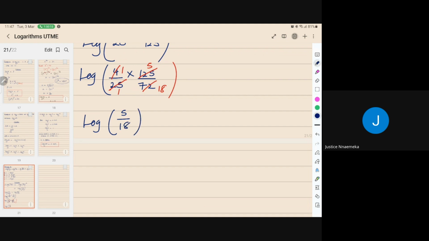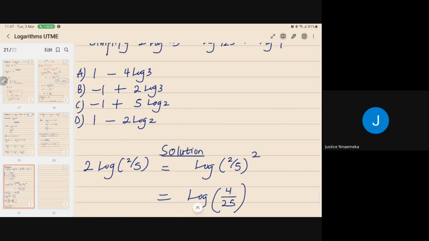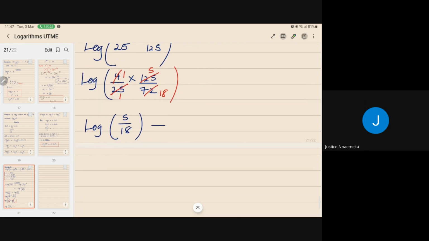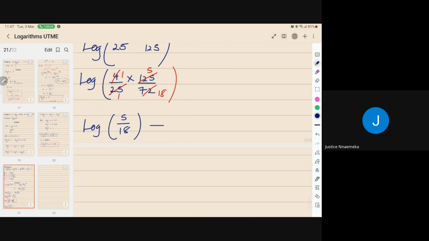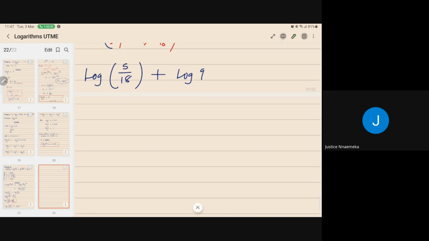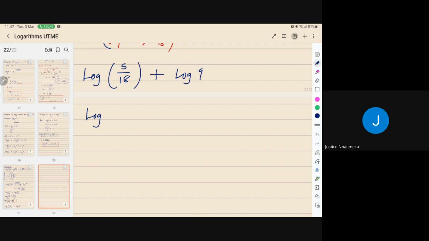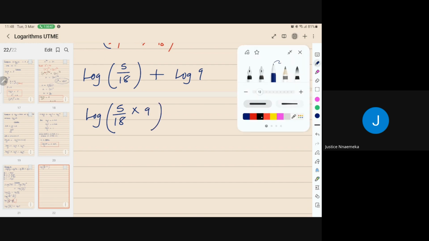Then remember that we left something by the side. Was it minus or plus? Okay, it was a plus log 9. So we now apply our multiplication law by combining them together. We should have log of 5 over 18 multiplied by 9. When that happens, something can still divide.